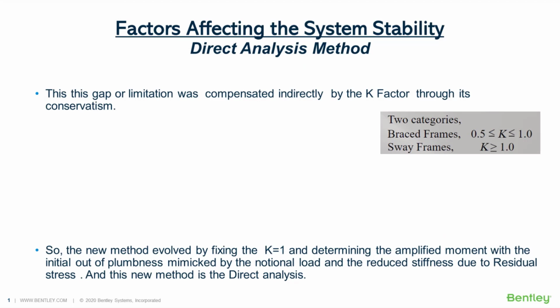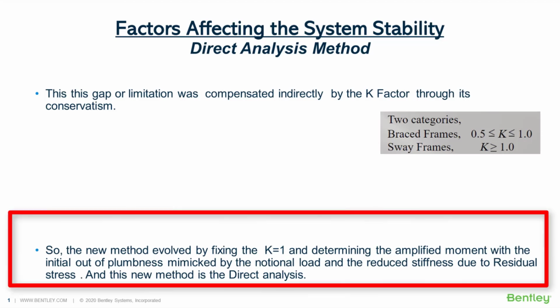Also, as mentioned in my last webinar, the buckling is not real, as it is not dependent on the initial imperfection, whereas the response due to the second order analysis considering the initial imperfection is always real and practical. So the new method evolved by fixing the K equal to 1 and calculating the amplified moment by the second order analysis with the initial out of plumbness mimicked by the notional load and the reduced stiffness due to the residual stress. And this new method is known as the direct analysis.